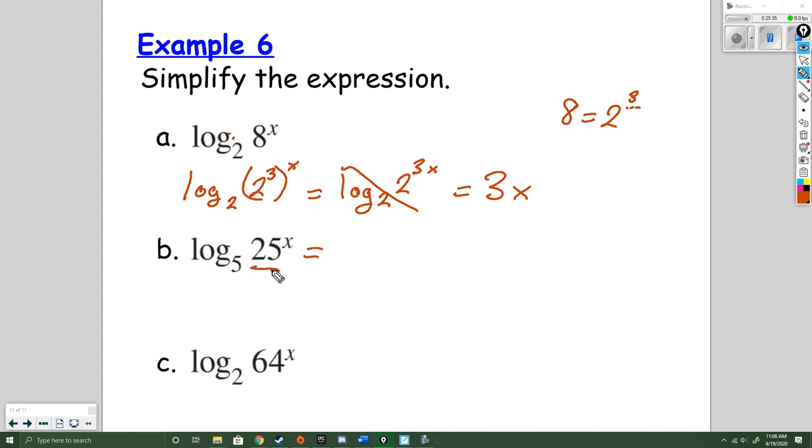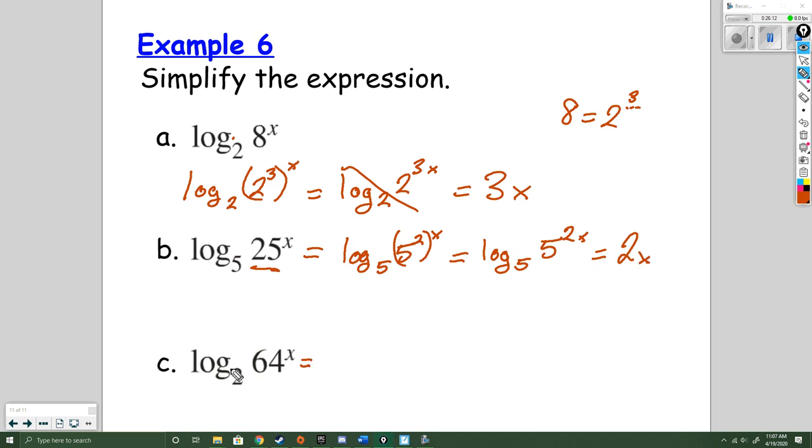Part B, we have log base 5 of 25 to the x power, and 25 is just 5 squared, so we can rewrite that as log base 5 of 5 squared to the x power. Now this step is really unnecessary. If we know our rules for exponents, we can rewrite this as 5 to the 2x power. And once again, we have 5 as the base of the logarithm and 5 as the base of the exponent, so we would just get 2x.